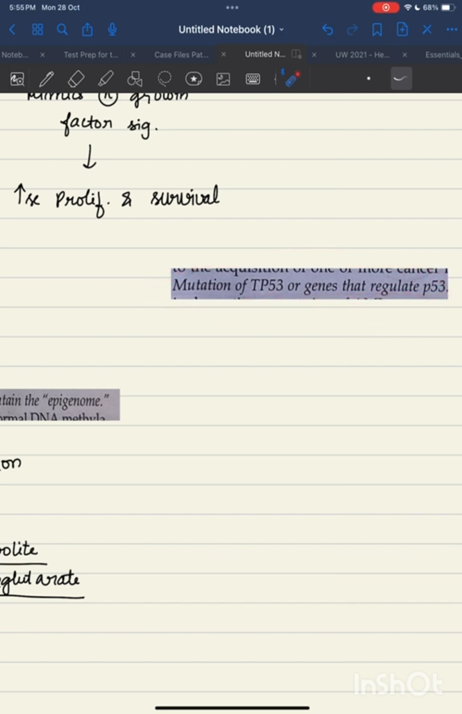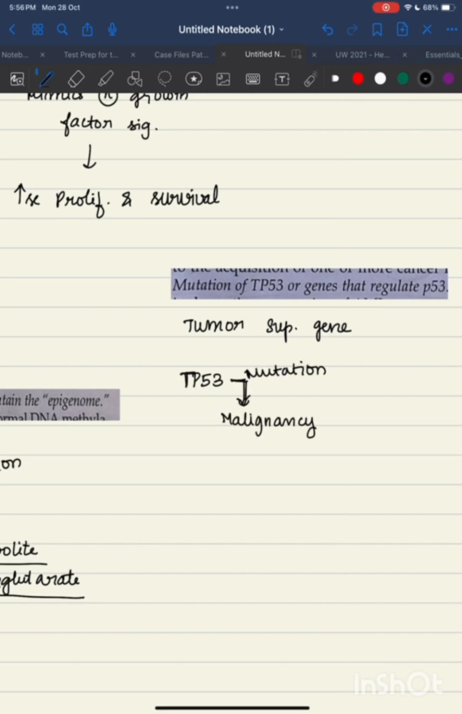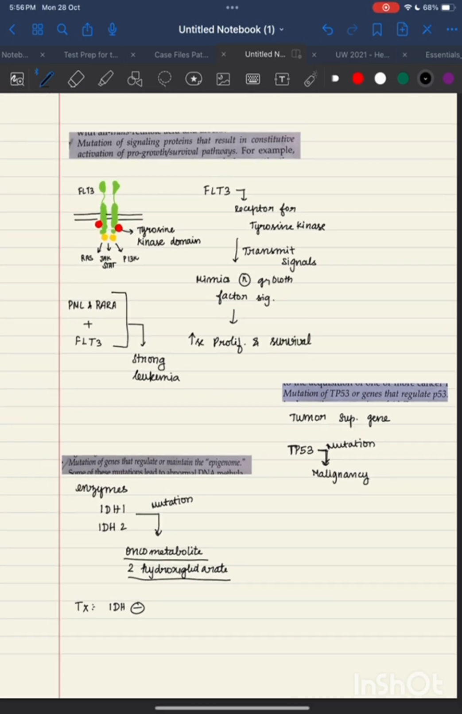Okay, then the last functional category in pathogenesis is mutation of TP53, or genes that regulate p53. What is TP53? It is a tumor suppressor gene, a guardian angel which protects normal cells from converting into malignant cells. So if there is any mutation in TP53, it will result in tumor. Okay, these are the pathogenesis.